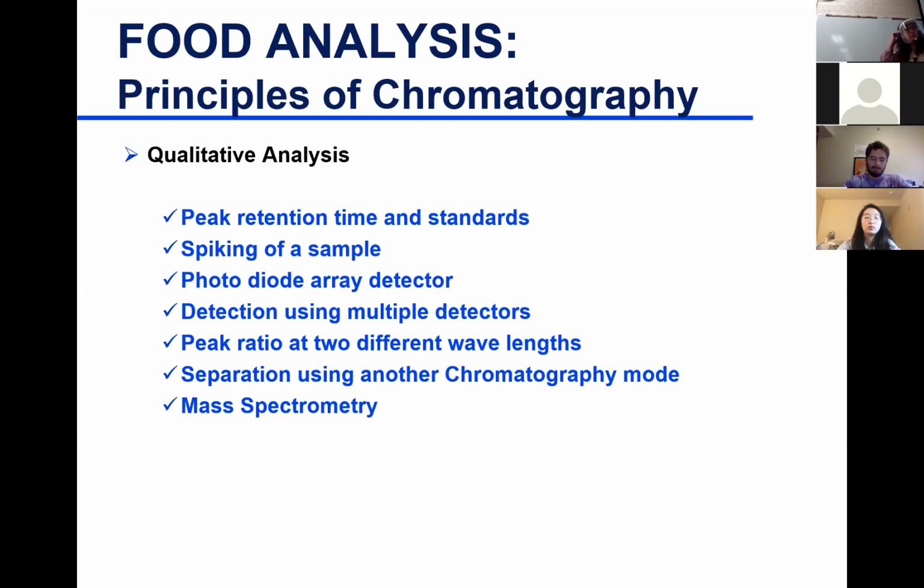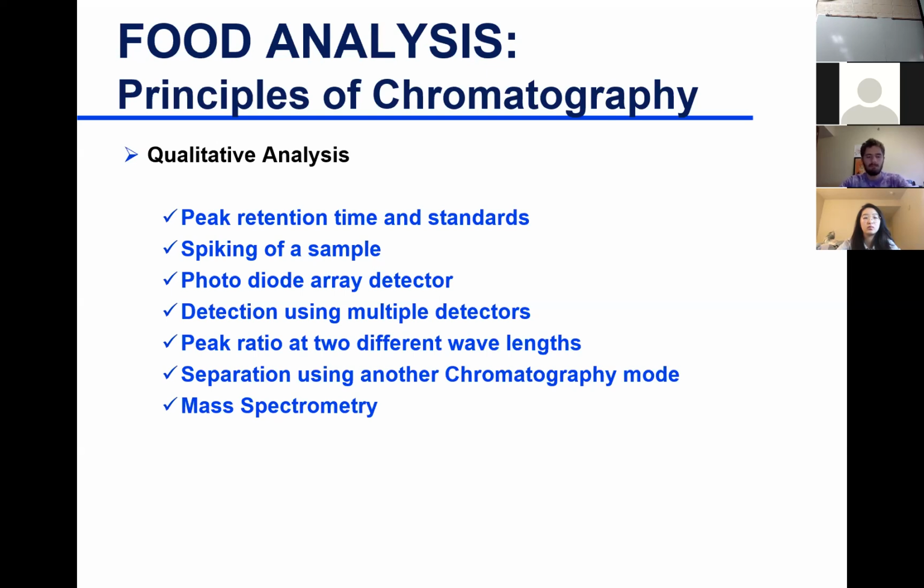Detection using multiple detectors. You have components. Some of them absorb light, some of them don't absorb light. So you have this mixture and you want to identify components in this mixture. So you might say, okay, I'm going to have a UV detector, and in line with the UV detector, I'm going to have a refractive index detector. So then I can measure components that absorb light and components that don't absorb light and differentiate them.